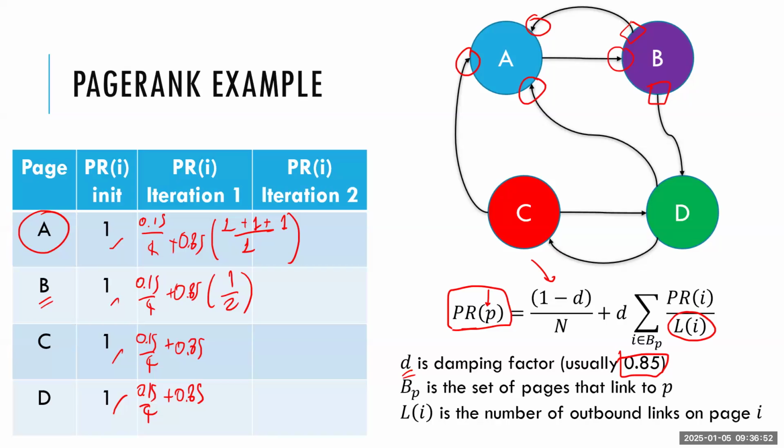And you keep repeating this over many iterations, and it will eventually converge, meaning that all the scores will become constant. There will be very small change from one iteration to another, so you can stop there.